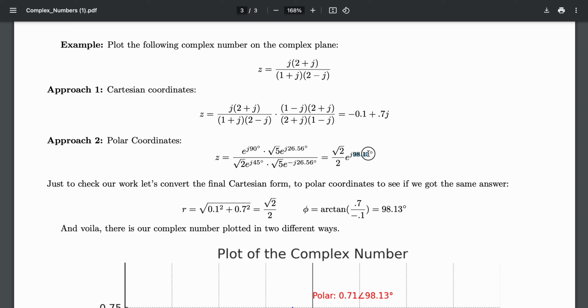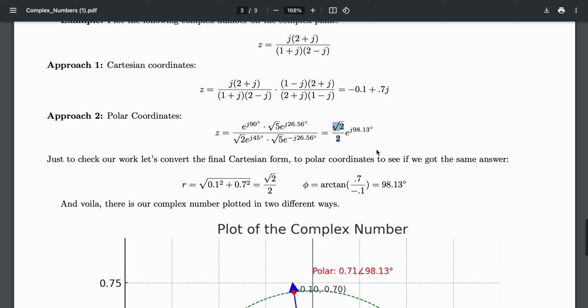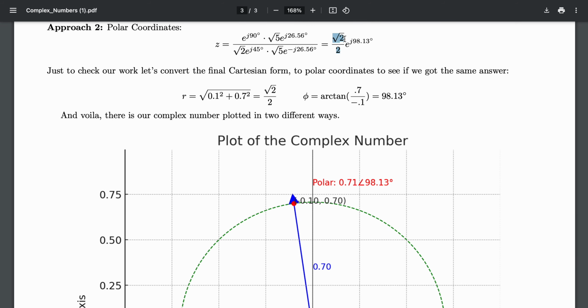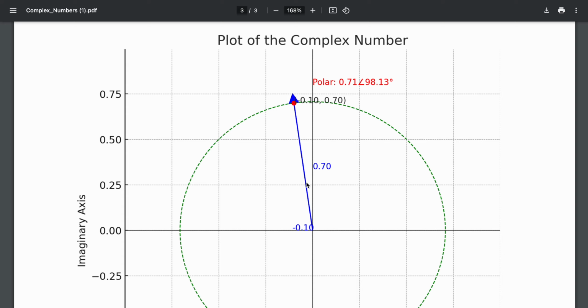So the way that I got this 98.13 is I summed up 90, 26.56, and then I subtracted 45, and then I subtracted negative 26.56, which is an addition, right? And when it's all said and done, you get this, which tells us that in this plot we're tracing out a circle with magnitude root 2 over 2, which in terms of a decimal is about 0.71. So the radius of this is 0.71.